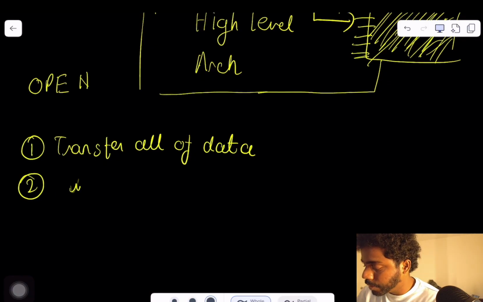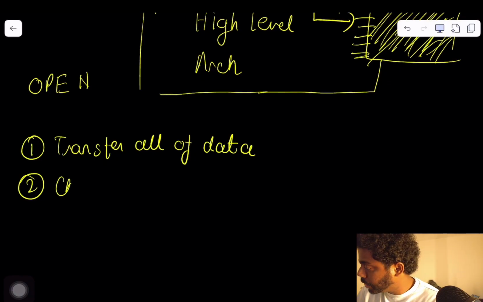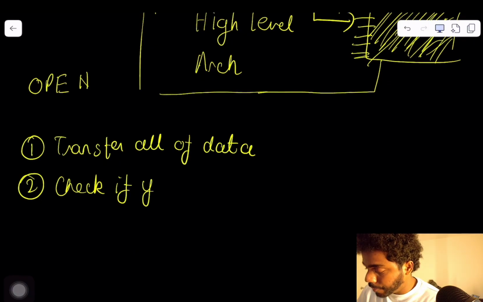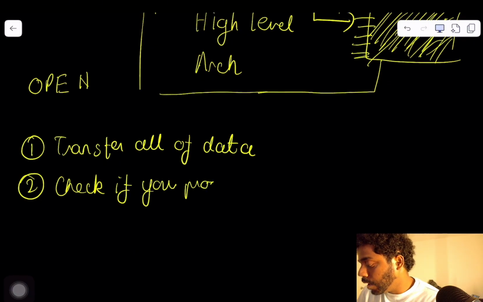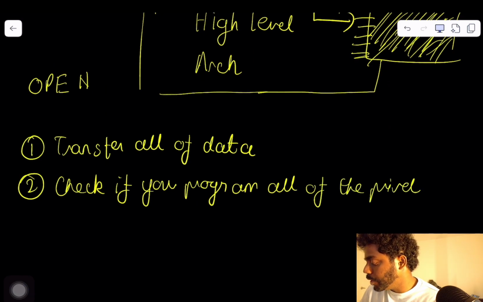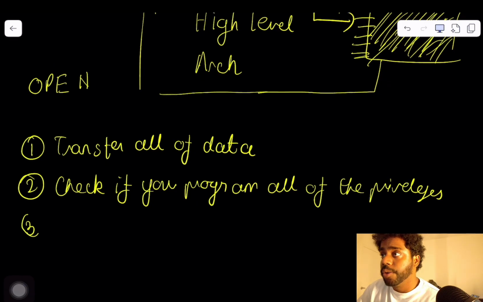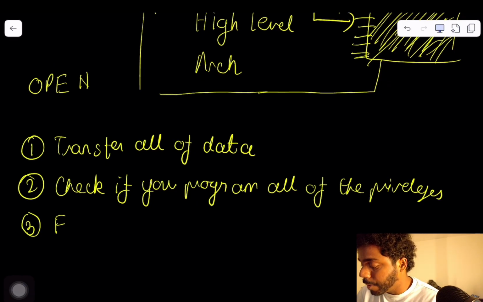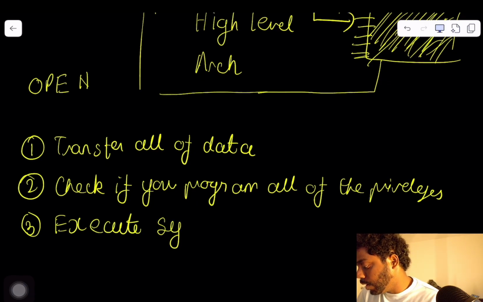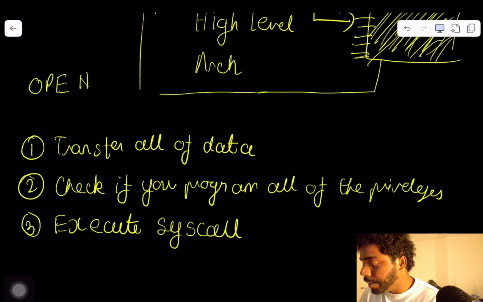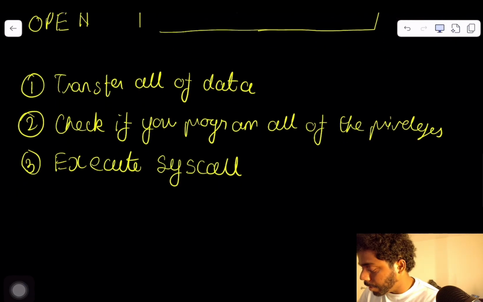You actually check. Let me rub this out. So what you do is you actually check if your program has all of the privileges that it requires, right? Okay, that's what it checks. Once it knows that it has all of the privileges, it will then go ahead and execute that particular system call. That is, go ahead and execute the syscall that you need, and do the operation.